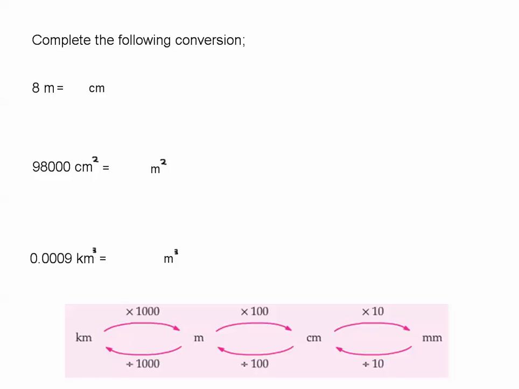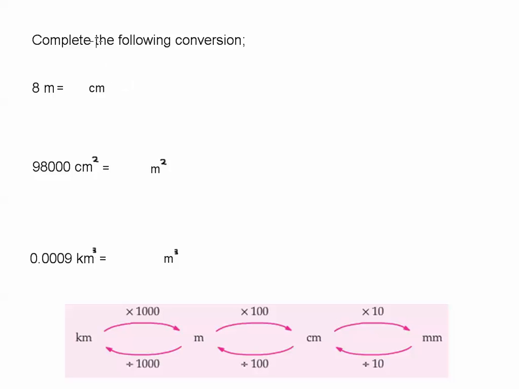So we're going to be looking at conversion in this video. Now conversion is when we start converting from one unit to another. So in Australia we use the metric system of kilometres, metres, centimetres and millimetres. And here we can see the values that we convert them by. Either we're going to multiply them or divide them. We'll have a look at that once we get the first question going.